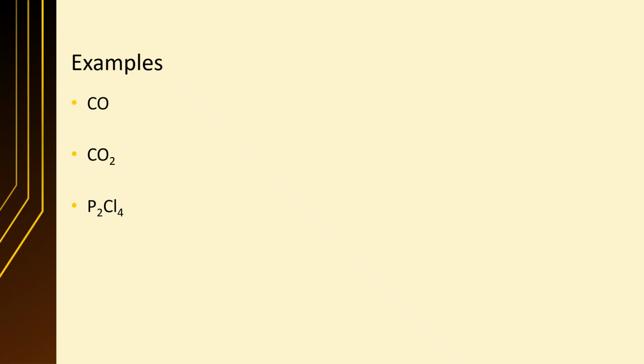So let's run through a couple more examples. For this one, CO, the first element is carbon. There's only one of the first element. So the prefix for one is mono, but we don't use mono on the first element. The second element is oxygen. There's only one oxygen, but it's the second one, so I have to use mono. And the second one, you also change the ending to "ide", so oxide. Carbon monoxide.